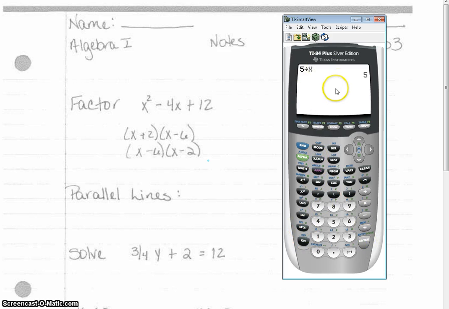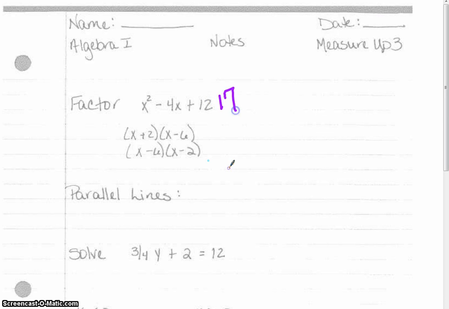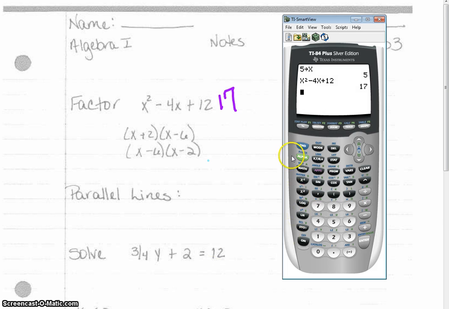So I have stored 5 as x. Then you just take the problem they gave you and punch it in at your home screen. X squared minus 4x plus 12. And you get 17. So we're looking for the answer choice that gives us 17.